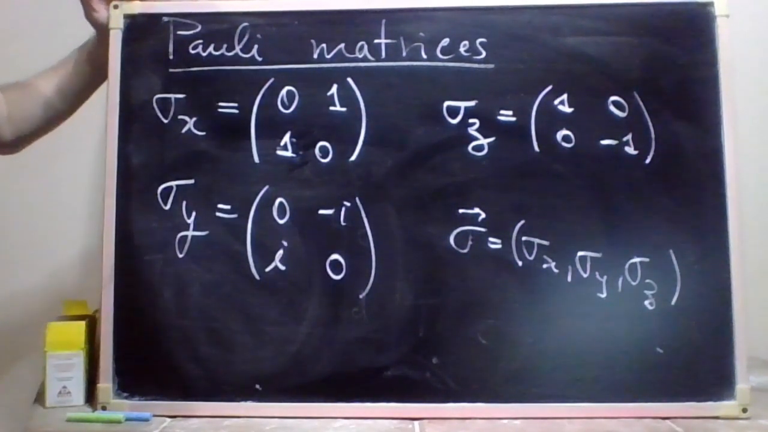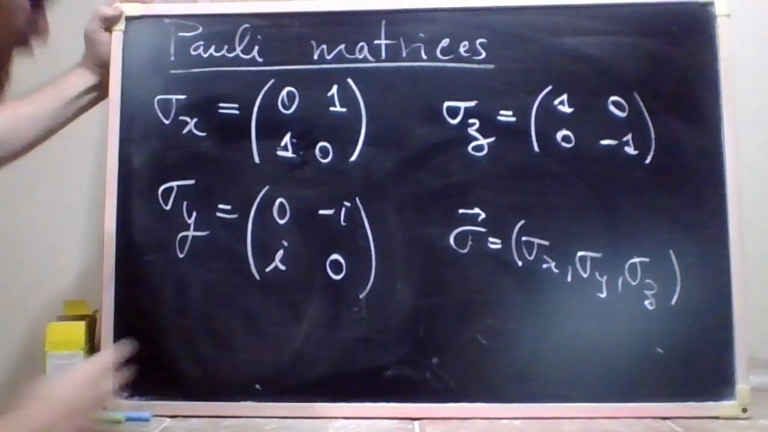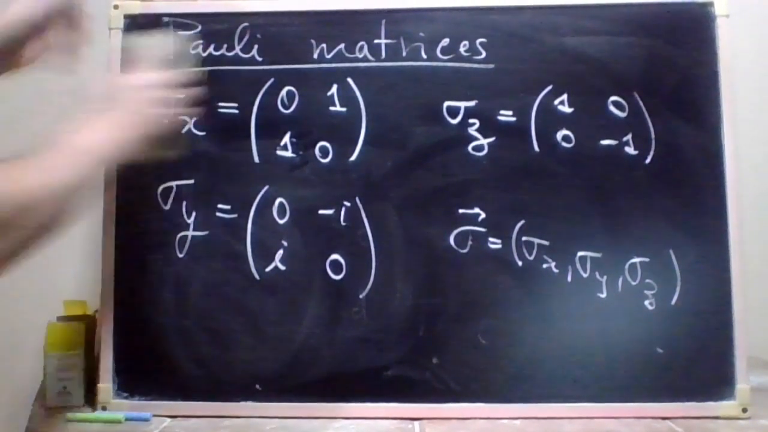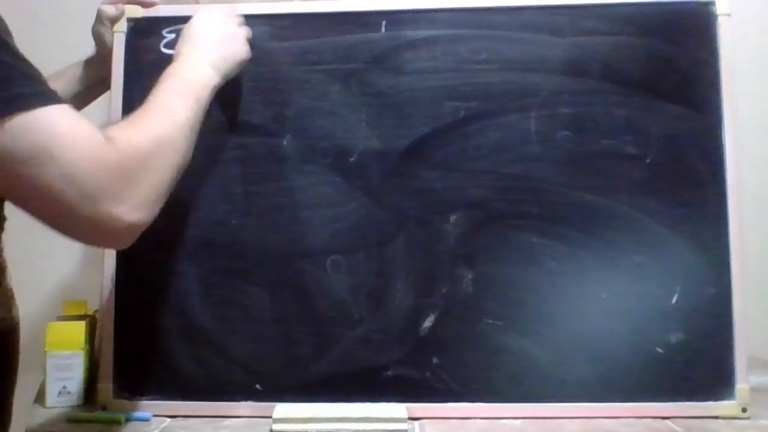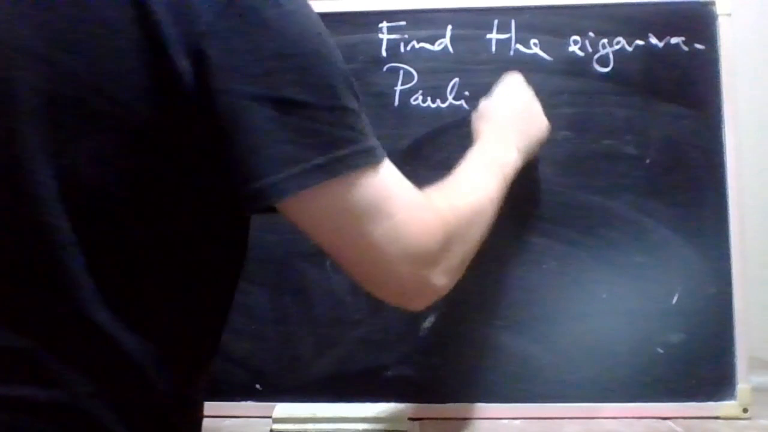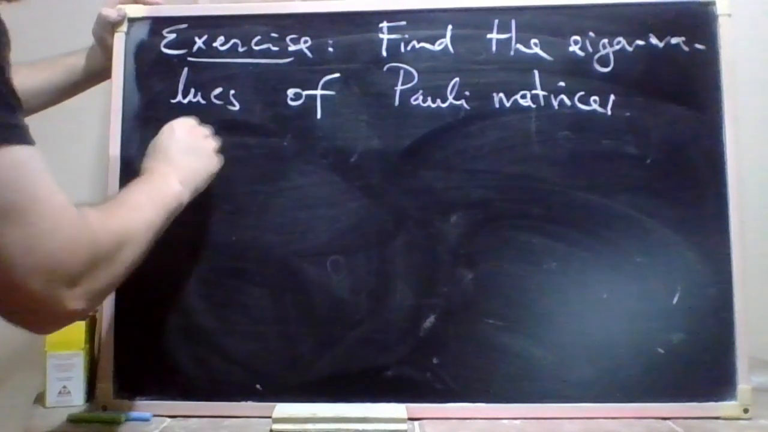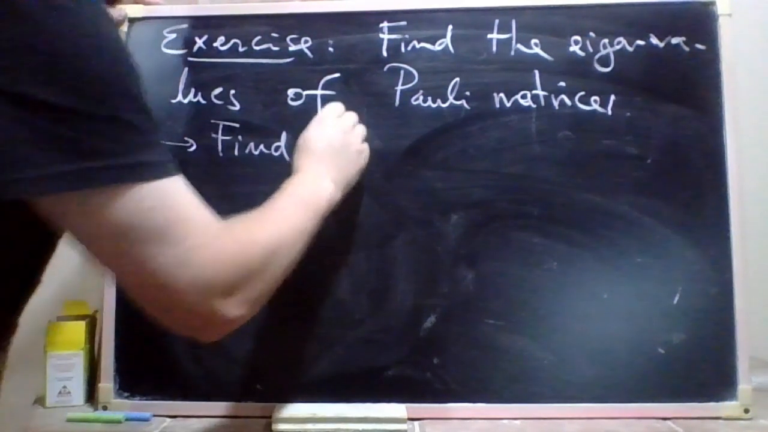And I will ask you to demonstrate the eigenvalues and eigenvectors. Eigenvalues you must show, okay? Show or demonstrate or find. So in exercise, find the eigenvalues of Pauli matrices. Second thing to do, find the eigenvectors.